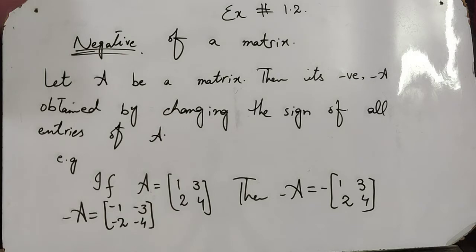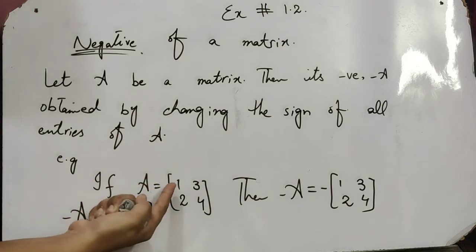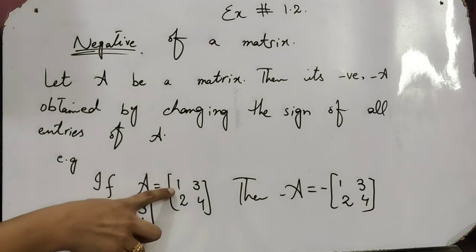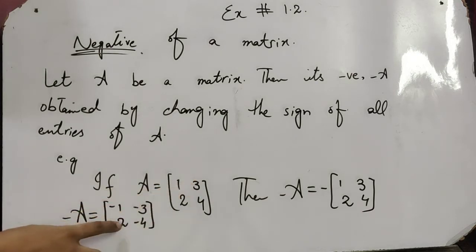Now what is the negative of a matrix? It means that if we take any matrix A, then we can get its negative, minus A, if we change the sign of all entries of A. If the number is positive, then it becomes negative in the negative matrix, and if the number is negative, then it becomes positive in the negative matrix. So A is equal to 1, 2, 3 and 4, but minus A will be equal to minus 1, minus 3, minus 2 and minus 4.